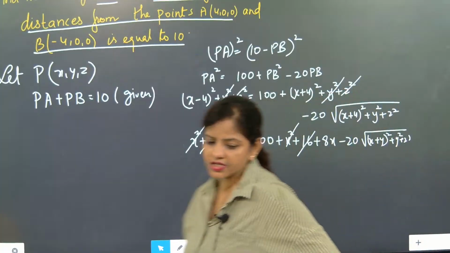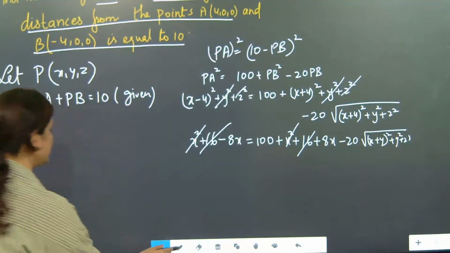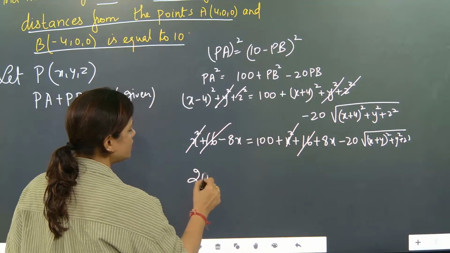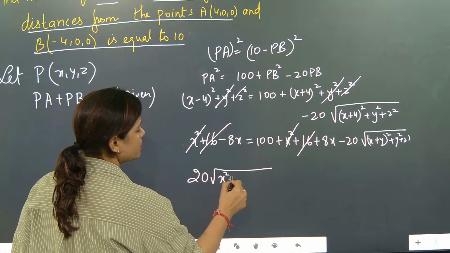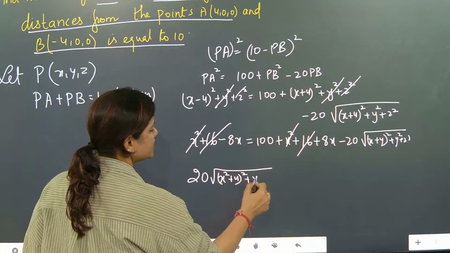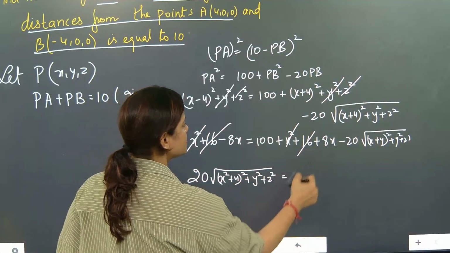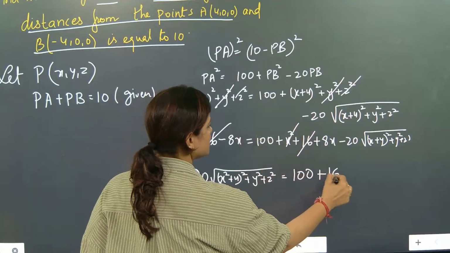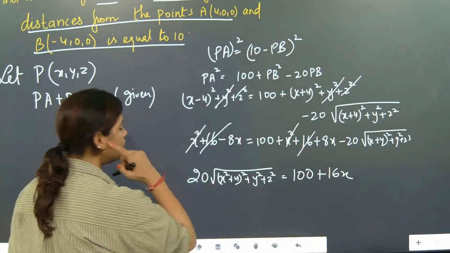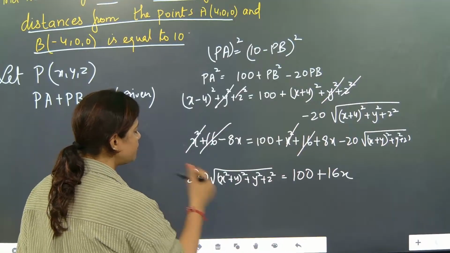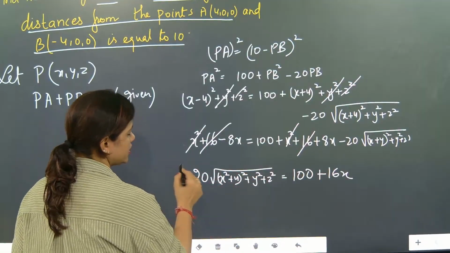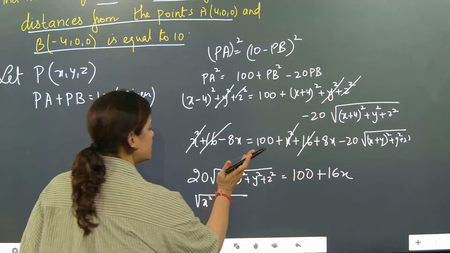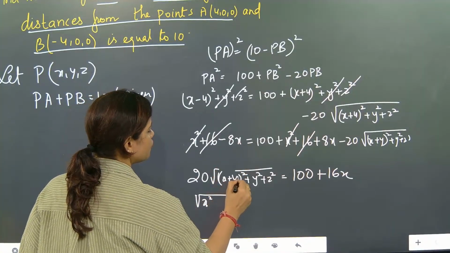You need to just distribute this part and get the answer. So this part will go that side, and this section will come as 20 root under x plus 4 whole square plus y square plus z square, and this section is coming as 100 plus 8 plus 8, 16x. Understood? Now beta, what we are going to do is, we will be shifting this again, we have to square both sides. So we can shift this 20 that side and square. Sorry, I wrote here x square. It will come x plus 4 whole square.